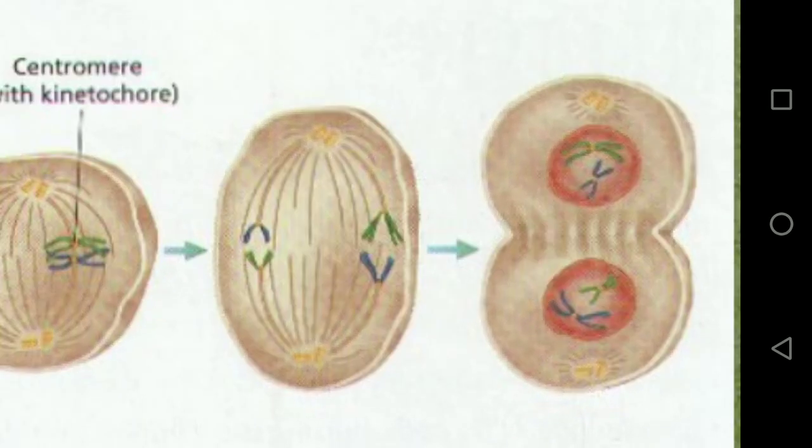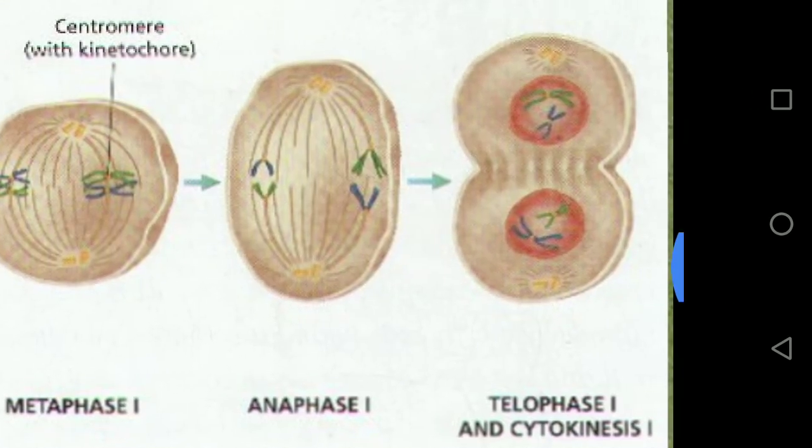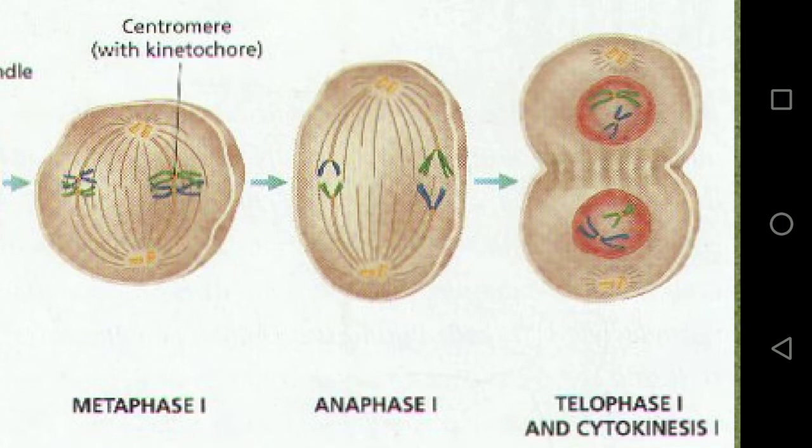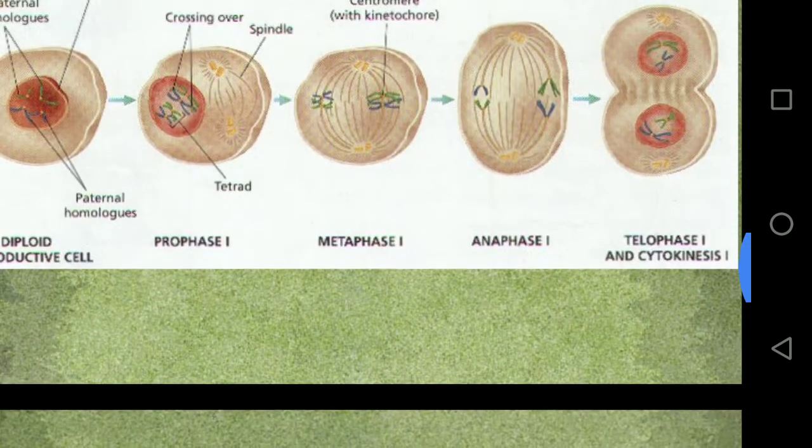So at the end, in telophase 1 and cytokinesis 1, you can see that there are still diploid cells being formed. So the products of meiosis 1 are 2 diploid sex cells. Now, they're intermediates. They're not finished. They're not done dividing. But what happened in anaphase 1 is different than what we're going to see in anaphase 2. So that's important to note.